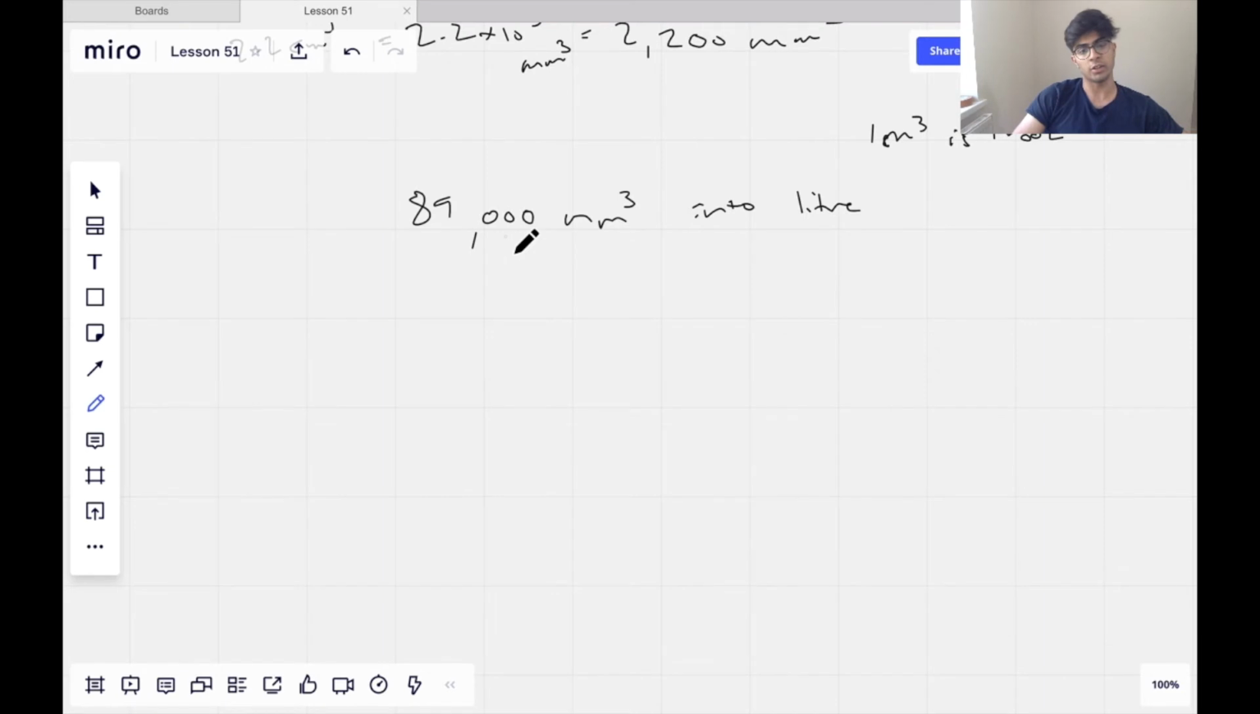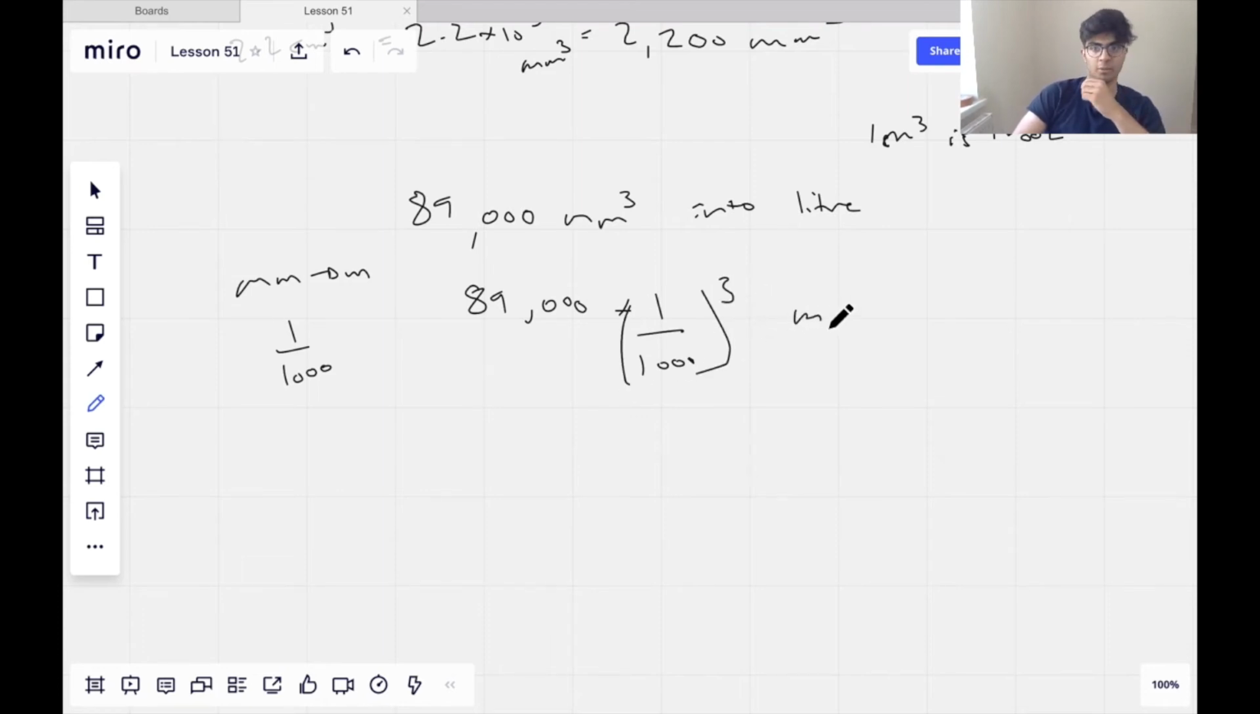To go from millimeters to meters, we usually divide by 1,000. But in this case, we divide by 1,000 to the power of 3. So 89,000 times 1 over 1,000 to the 3. And now we have meters cubed. And remember, 1 meter cubed is 1,000 liters. So if we want to go from meters cubed to liters, we just times by 1,000.